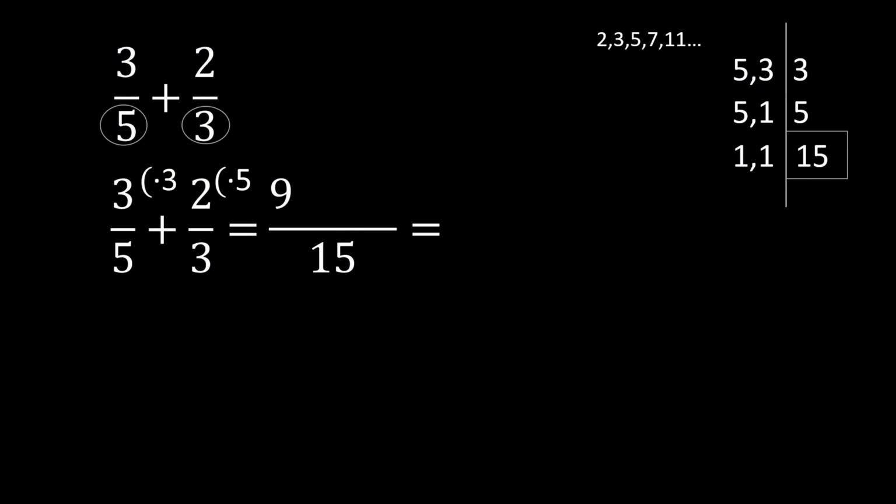Then we do the same with the numerators. 3 times 3 equals 9, and 2 times 5 equals 10. When the denominators are the same, you can write this as one fraction, where you write the added numerators above the fraction line and the denominator you got below the fraction line. Now we have 9 plus 10 divided by 15, which gives us 19 over 15, or 19/15ths, as the final answer. Let's move to our second example.